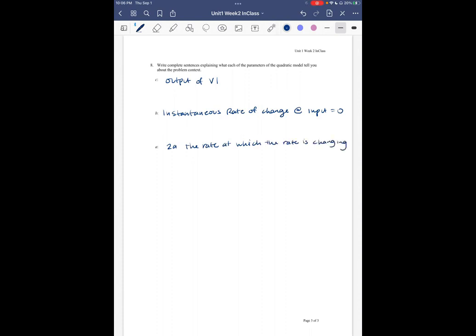Now, all those things are well and good, but if we want to put this into context, let's go back to our population example. So we know we have this.